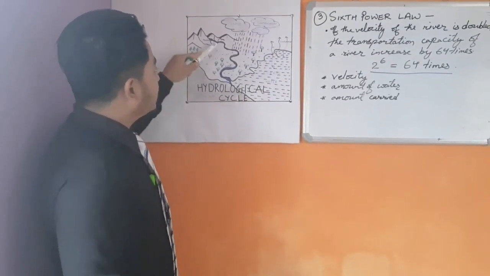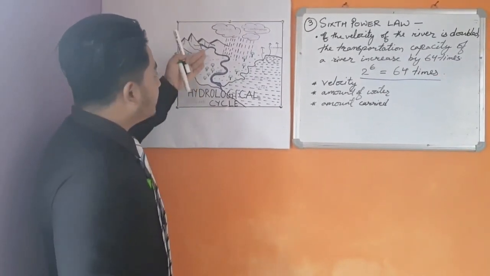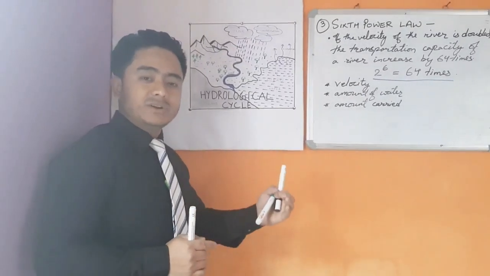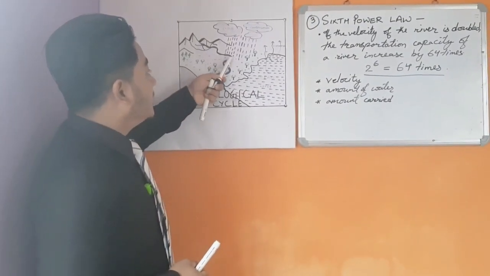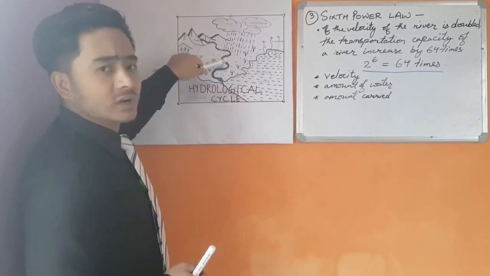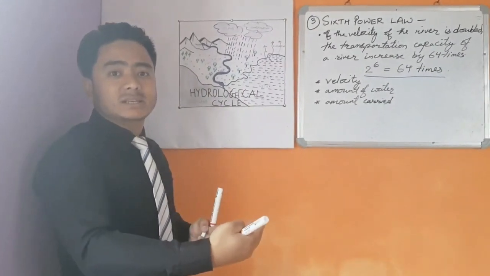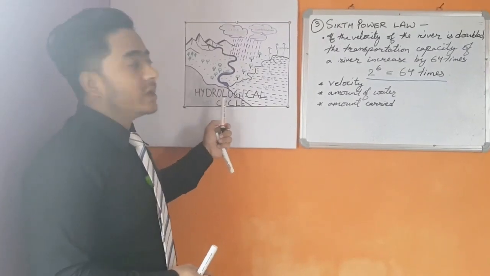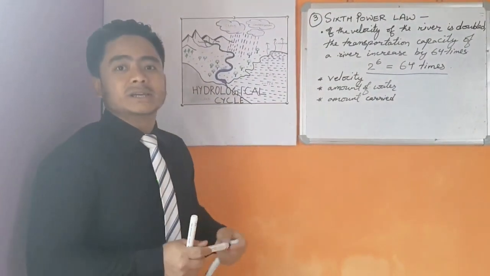Have a look at this diagram. You can see, for instance, if this is a perennial river flowing all throughout the year, the river has certain amount of transportation capacity all throughout the year, during the dry season as well as during the rest of the periods of the year. But during the rainy season, what happens is rain falls. So during a rainy season, the rain falls on the ground and the amount of water increases in the river. So when the amount of water increases in the river, the rate of transportation also increases. And this process, where the transportation capacity of a river increases, this process is actually called sixth power law.